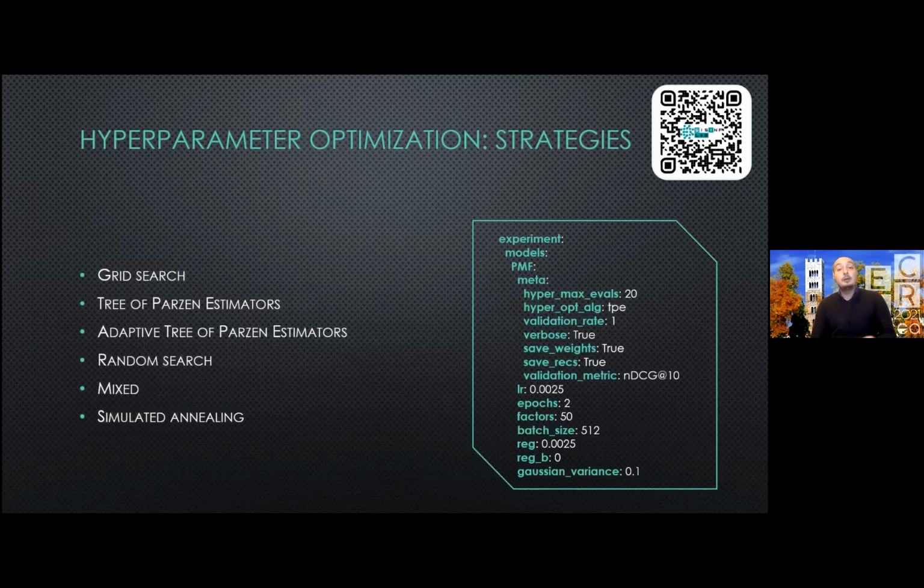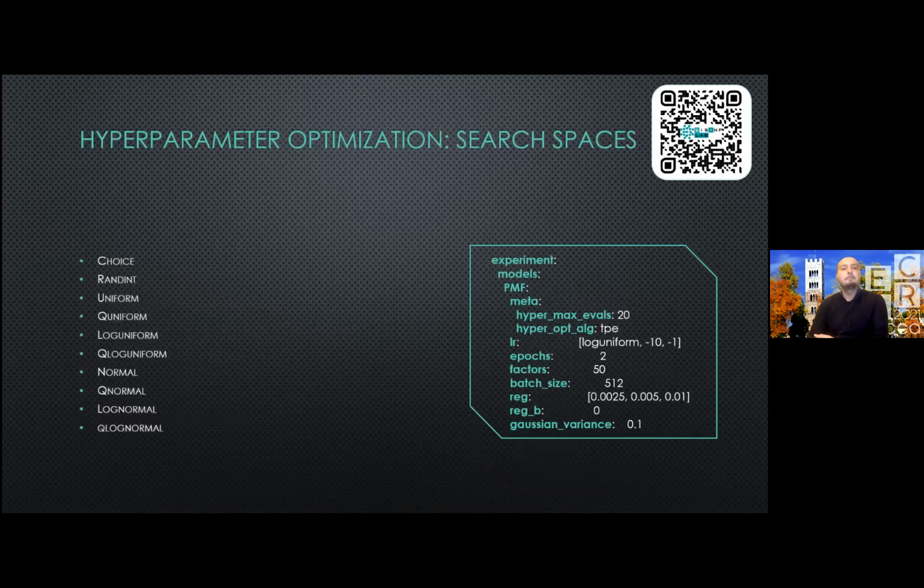What we can do now is also let the user prepare the hyper-optimization strategy. In this respect, Elliot provides grid search, Bayesian optimization with tree-structured Parzen estimators, TPE, and adaptive TPE, random search, mixed search, and simulated annealing using the HyperOpt library. And we can also define the search space, which is very important to find the best parameters, in several ways that are defined by the HyperOpt library.